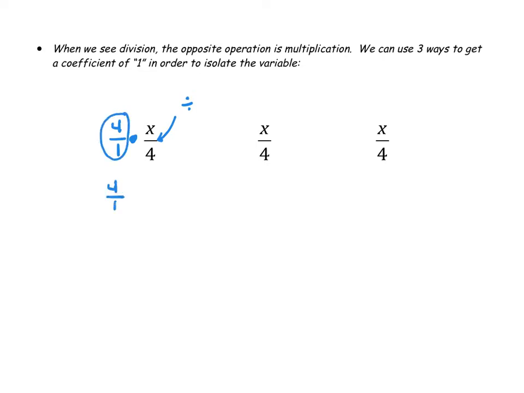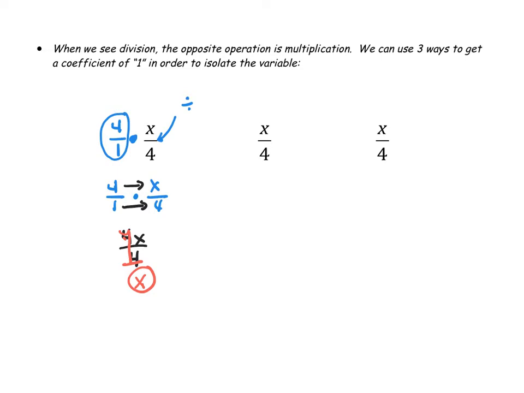So if I have 4 over 1 times x over 4, when multiplying fractions, I go straight across: 4 times x, so numerator times numerator, and then 1 times 4, denominator times denominator, and I'm going to get 4x over 4. And just like in our last lesson, here is my coefficient of 1. 4 divided by 4 is 1, and 1 times x. Now I have my variable x by itself. That's why we're doing this.